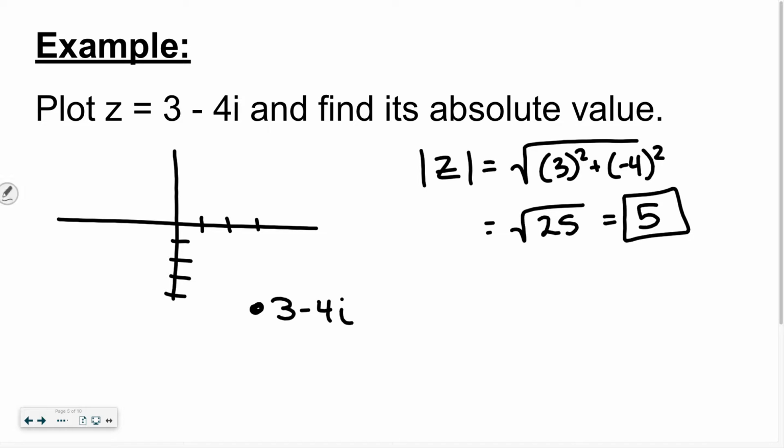Okay, I see good work as I'm walking around the room. Your point should be plotted in quadrant 4. You're going right 3, down 4. 3 is the real part, -4 is the imaginary part. Real is horizontal, imaginary is vertical. And then when you do absolute value, that would be 3 squared plus -4 squared underneath the radical, square root of 25, so our absolute value is 5.